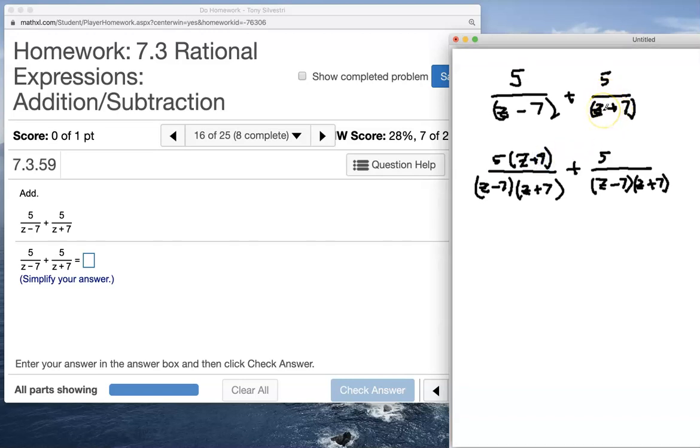Now we start off with z plus 7. We end up with this complicated lowest common denominator. What's the missing factor? I have to multiply the bottom by z minus 7. See, going from here to here, I have to multiply the bottom by z minus 7. You've got to multiply the top by z minus 7.